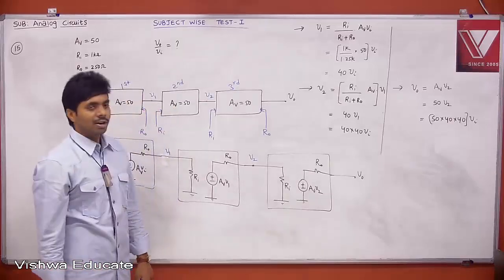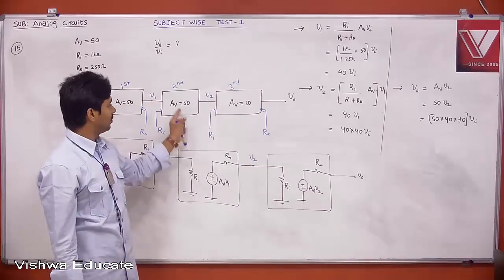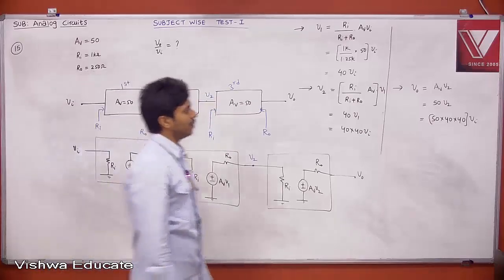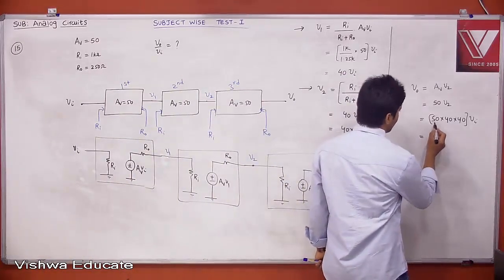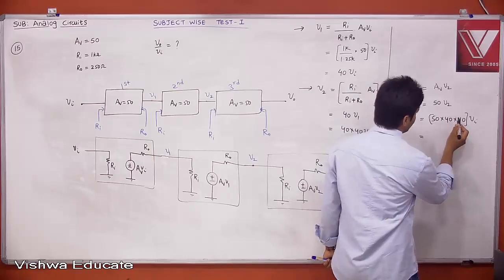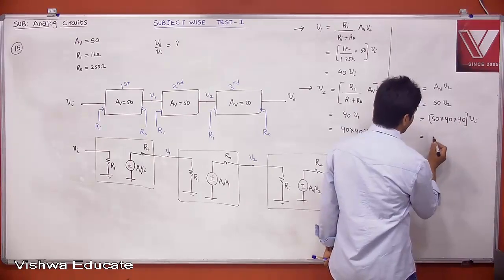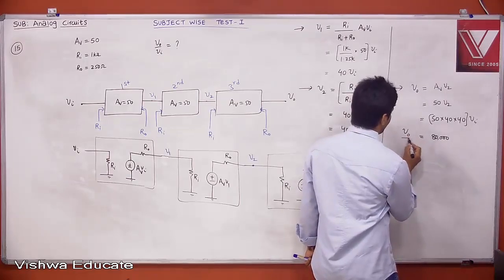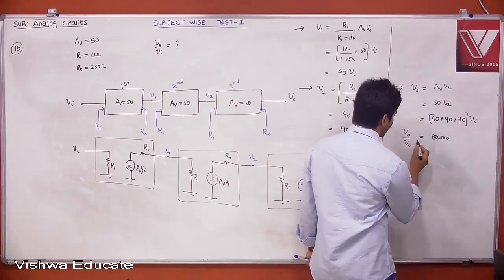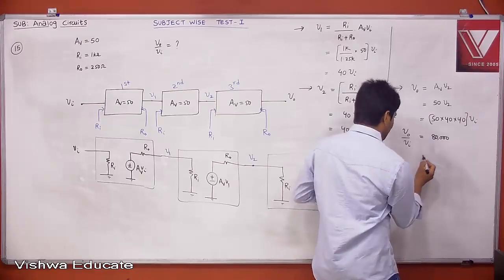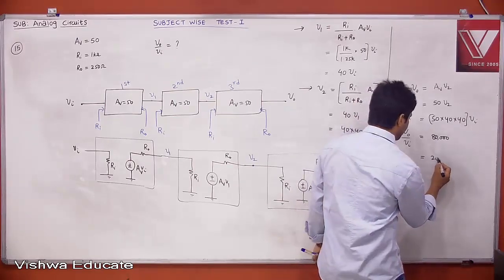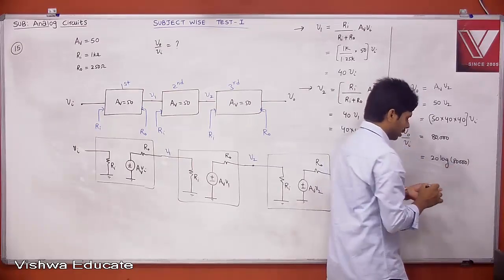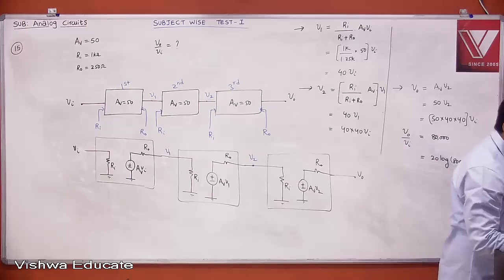Actually, from control systems what will be our gain? 50 into 50 into 50, but strictly speaking it is not 50 into 50 into 50, it is 50 into 40 into 40. Therefore, if you calculate, 5 into 4, 20, 20 into 4, 80, 80 into 10 to the power of 3. Therefore 80,000 into Vi. That is your V0 by Vi. Your overall gain is this. Then if you convert into dB, what is 20 log 80,000?